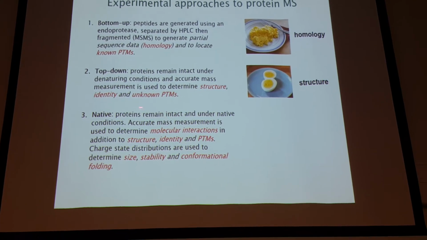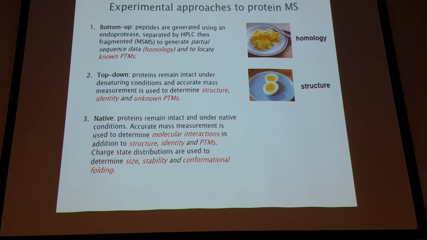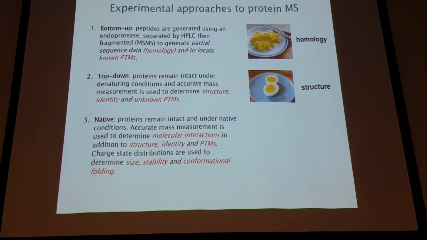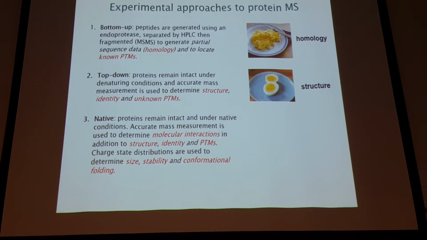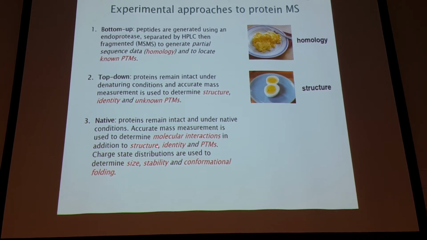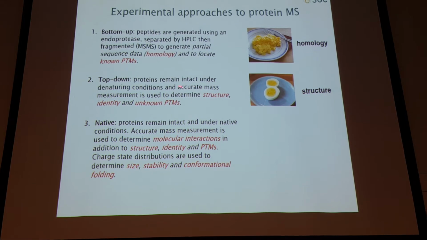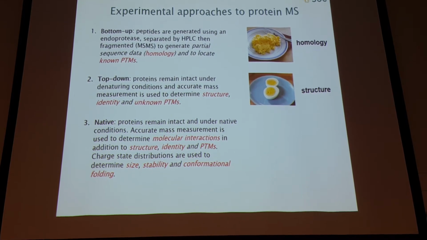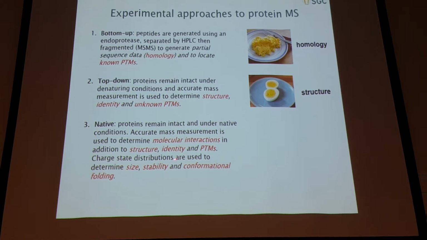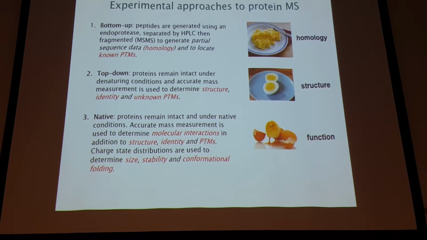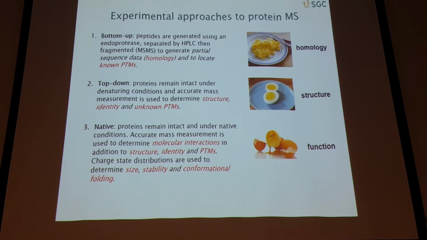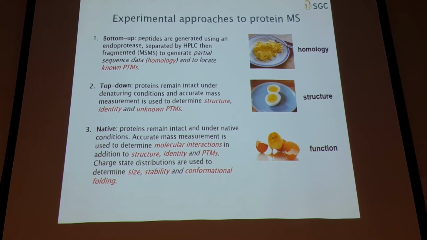And finally, native mass spectrometry. Again, proteins remain intact, but they do so under native conditions. We are able to make accurate mass measurements. We can determine molecular interactions in addition to the information we already get from the other approaches. So we get all of this information, plus molecular interactions, plus from the charge state distribution we can determine the size, stability, and conformational folding.